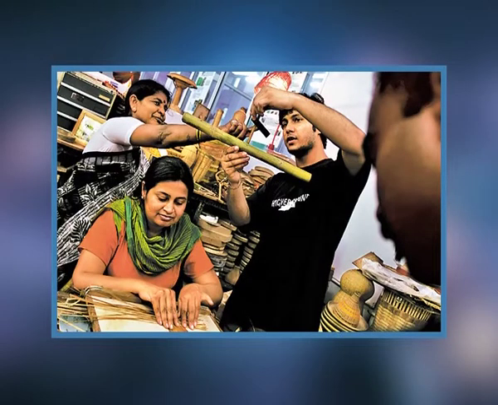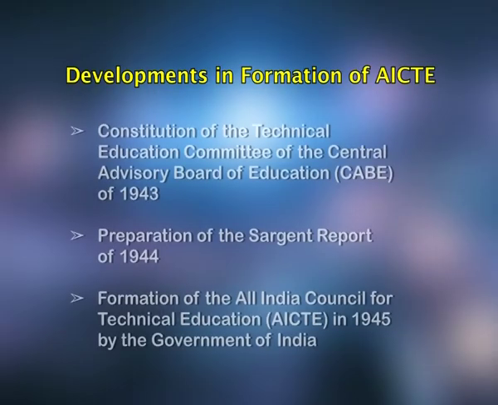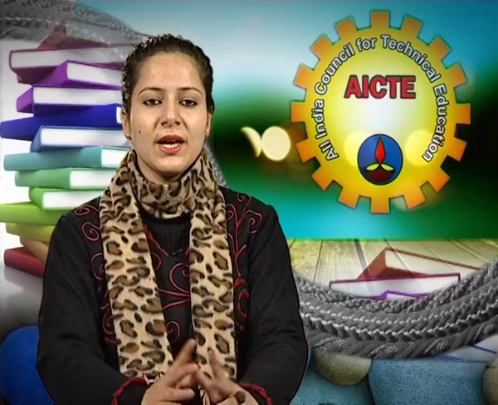schools in several provinces. The significant developments in the formation of AICTE include: first, constitution of the Technical Education Committee of the Central Advisory Board of Education of 1943. Second, preparation of the Sargent Report of 1944. And third, formation of the All India Council for Technical Education in 1945 by the Government of India.